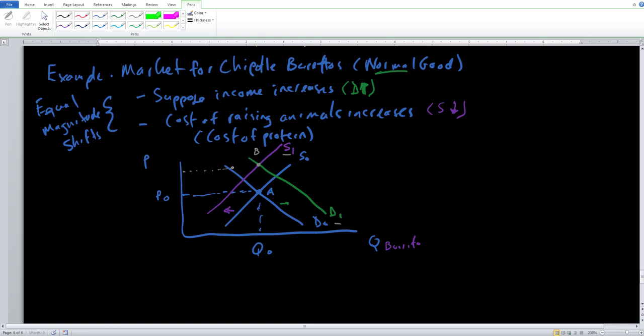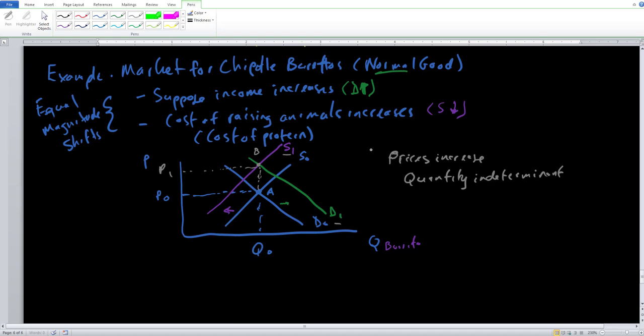As we go straight across, we notice that prices are going to be much higher, but as we go straight down, we notice that quantity is going to be the same. So our new equilibrium, as we build this up, we notice that prices increase, but we also notice that quantity is indeterminate.